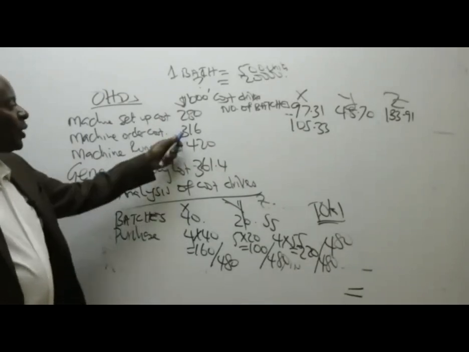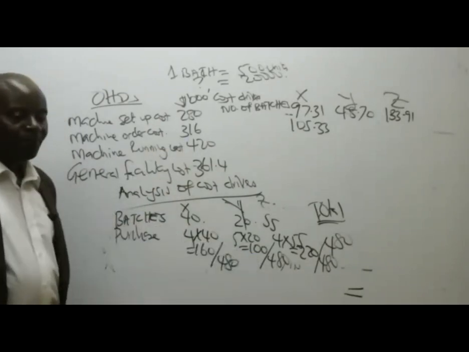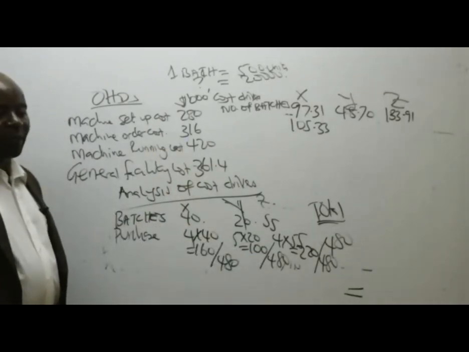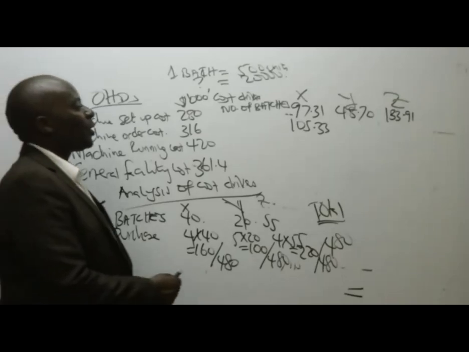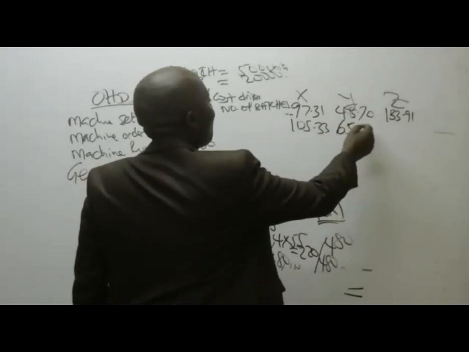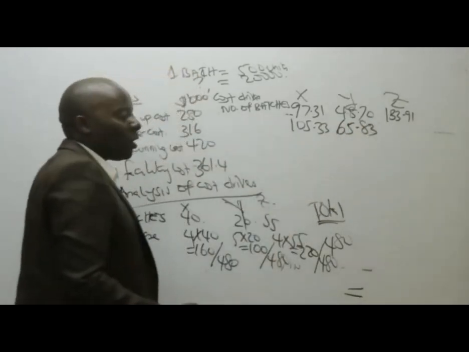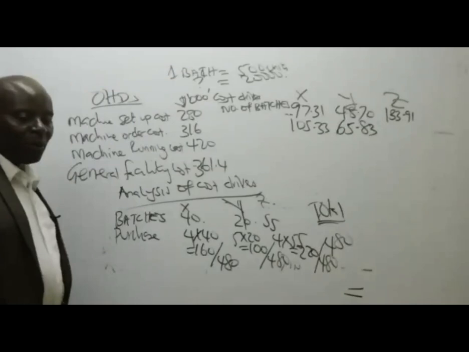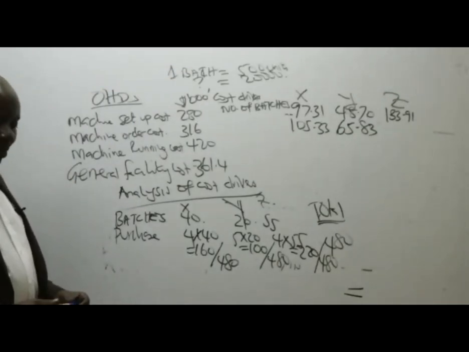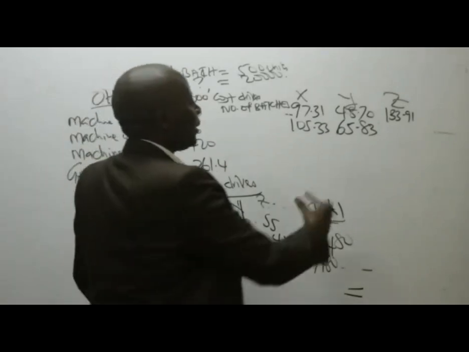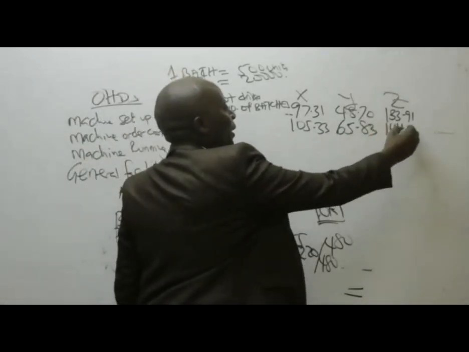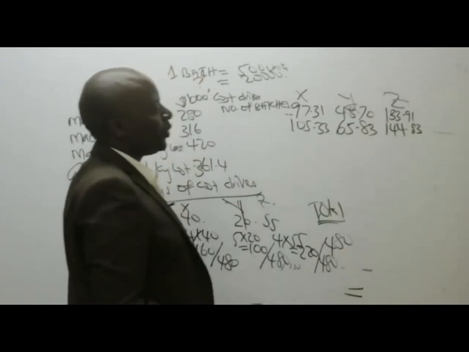The second will be 316 multiplied by this figure, which gives 65.83. How about Z? Z is 144.83.